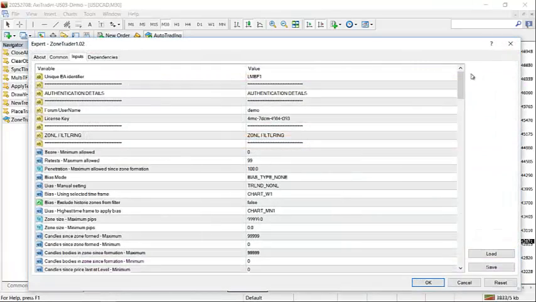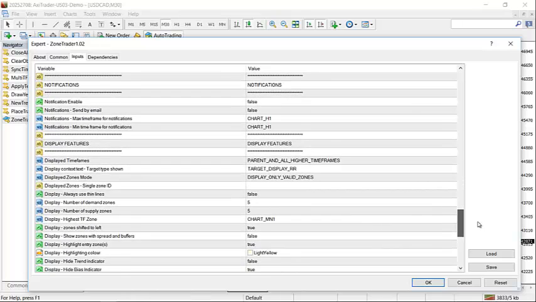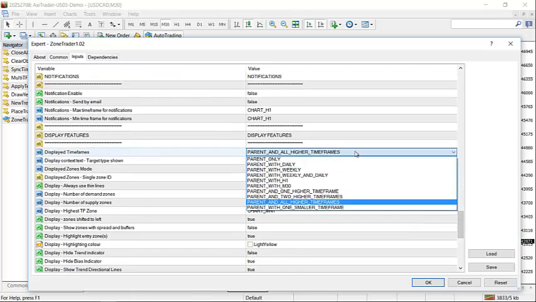My favourite way of doing this is to display the current chart with just a one higher time frame set of zones. So parent one higher time frame.